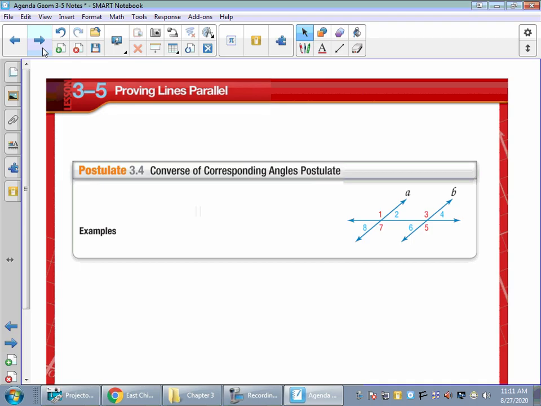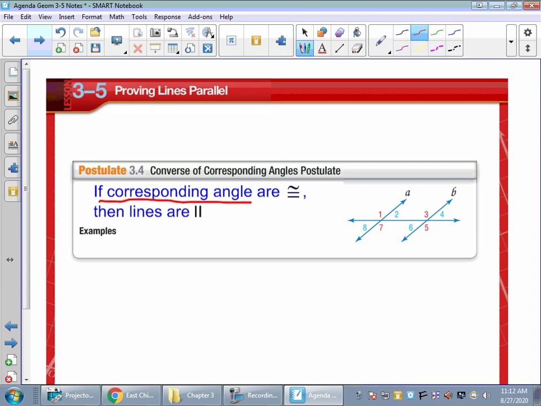We basically call it the converse because it's just the opposite, right? So this one is the converse of the corresponding angles postulate. If corresponding angles are congruent, then the lines are parallel. Notice it's the converse because the first part and the second part were just flipped around from section 3.2. In section 3.2, we said if the lines are parallel, then the corresponding angles are congruent. In this case, we're saying it the opposite way. If we know the angles are congruent, then we can say that the lines are parallel.